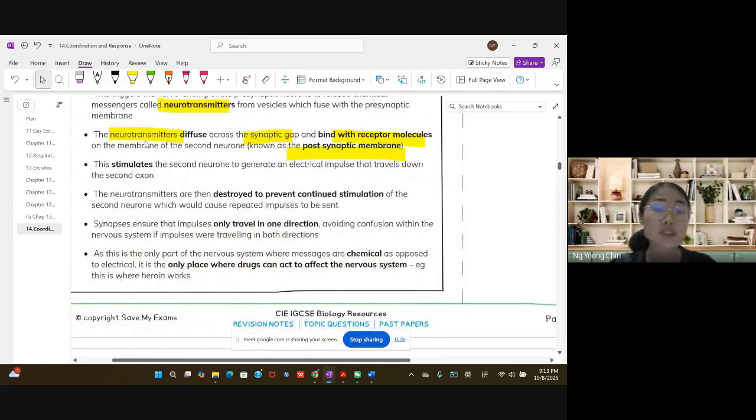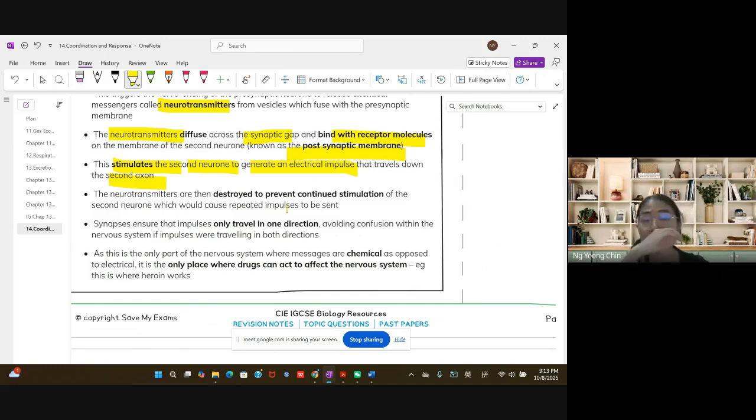Whenever the neurotransmitter diffuses across the synapse and binds to the receptor proteins on the post-synaptic membrane, the second neuron is stimulated. So it will produce a new nerve impulse at the post-synaptic neuron, which travels down the second axon.